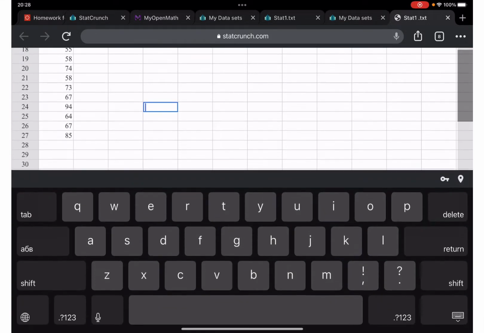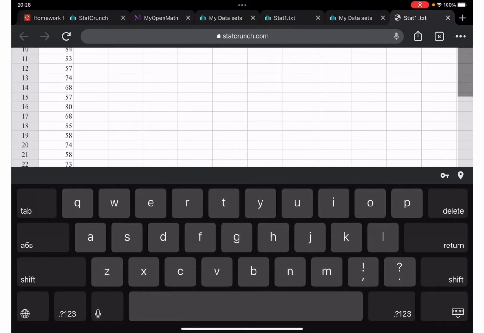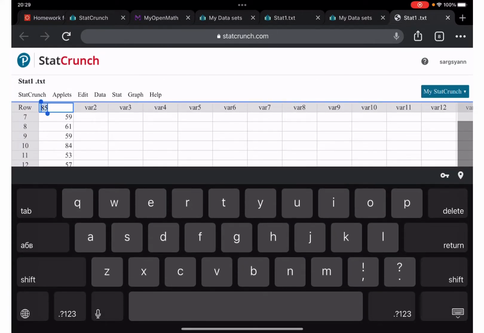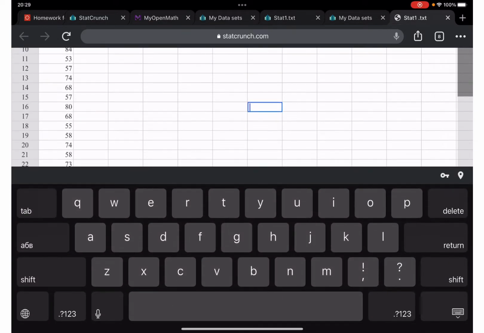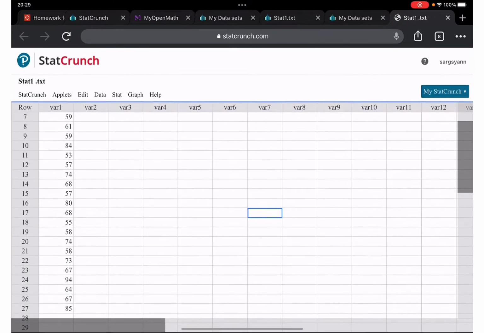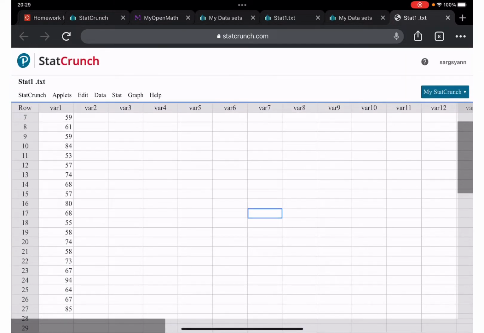Okay. And in the title 85, I am deleting and typing variable one, practically restoring what they had by default. All right, so now we need to answer, fill out the stem and leaves, right? So the best way to do that is arrange in order so we can see all stems and all leaves.